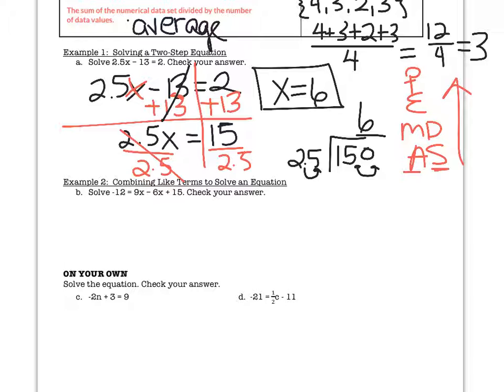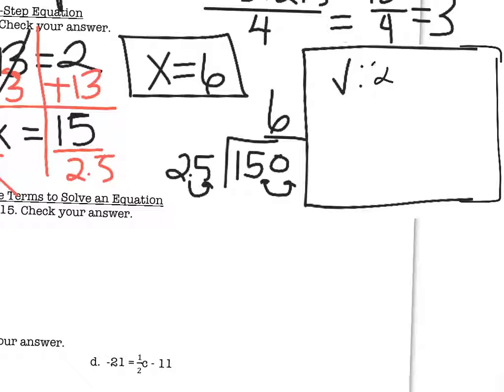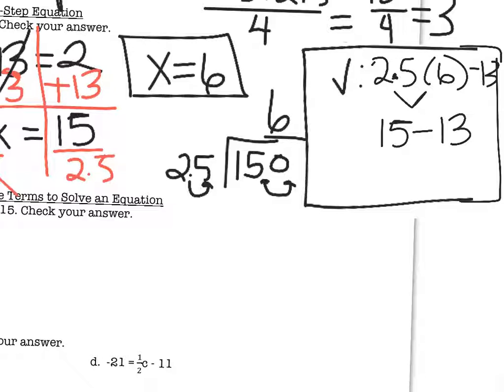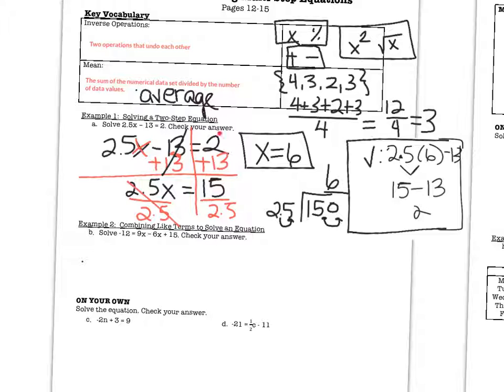And I would like you to check your answer. That's plugging 6 back into the problem. So to check it, you can just say 2.5 times, we got the answer of 6, so we'll substitute that for x, minus 13. So 2.5 times 6 is 15. 15 subtract 13 and you end up with 2, which is what the original equation had. It's right here, 2.